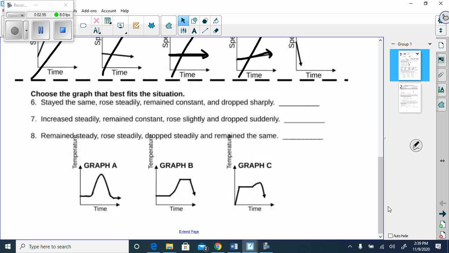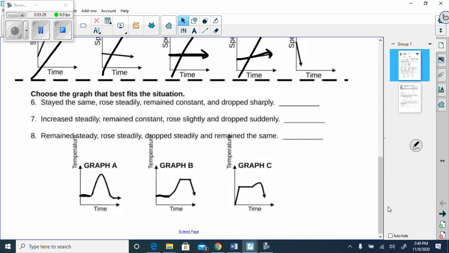So looking here at number 6, it says, choose the graph that best fits the situation. It says it stayed the same, rose steadily, remained constant, and then dropped sharply. We got a lot of motion going on there. So at first, it stayed the same. So which ones of these graphs shows it staying the same at first? B does show it staying the same at first. Any others have it at the same at first? Okay. So we know it's not graph C.